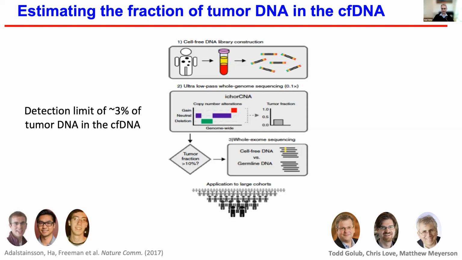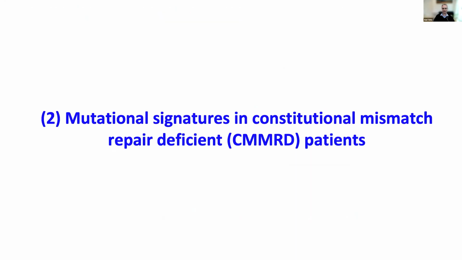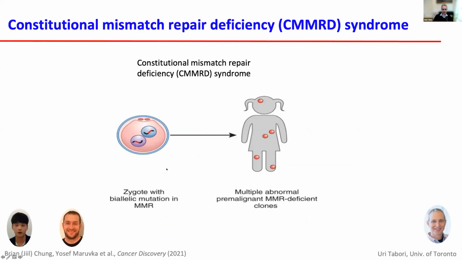So the second part that I want to talk about is mutational signatures in constitutional mismatch repair deficient patients, or CMMRD. There are patients that unfortunately inherit two deficient or defective copies of a mismatch repair gene. And those kids unfortunately develop multiple cancers at a very early age. This is work done in collaboration with Uri Tabori from the University of Toronto, Brian Chung from his lab, and Yossi Maruvka.